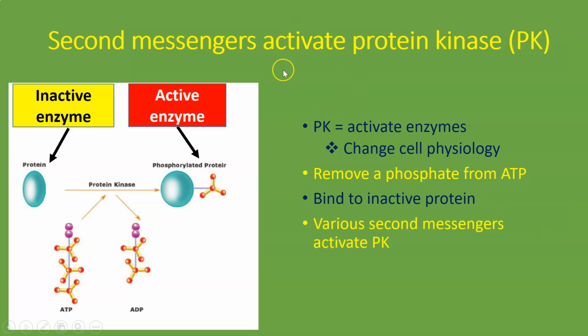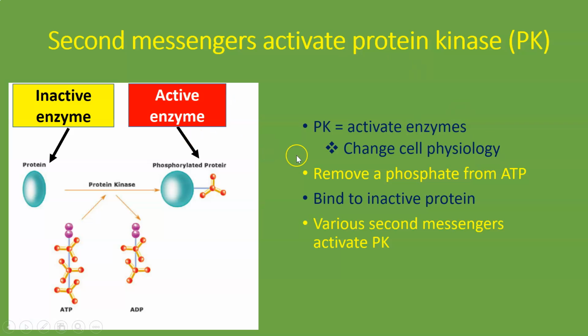So second messengers are going to involve an enzyme called protein kinase, or PK. Protein kinases are going to change cell physiology, and the way that they work is they remove a phosphate group from ATP. So ATP is adenosine triphosphate, and that means that they're going to take one of the 3 phosphates off and then stick it onto an inactive protein or an inactive enzyme. Various second messengers are going to activate this protein kinase. And so hormones are going to stimulate this reaction to occur.